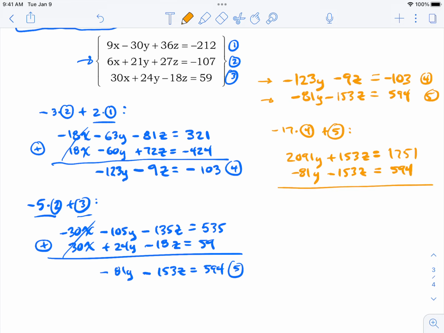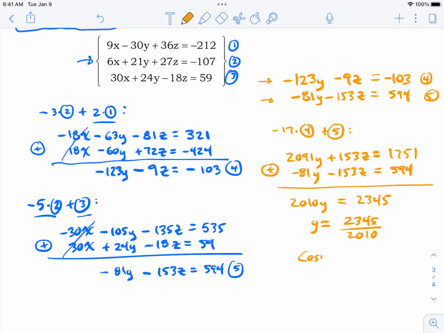Yeah, these are nice numbers. Nice and big, I mean. Now we're ready to add these two equations together. 2091 take away 81 is 2010y. The z's go away. You take the 1751, you add the 594, push a few buttons, you get a 2345. Okie dokie. Now you know what you'd have to do here, right? You'd have to divide both sides by the 2010. And it would be time to reduce.